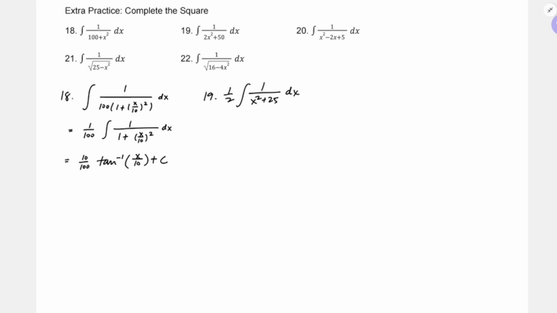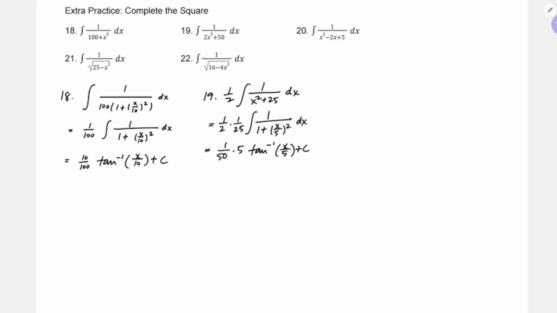I'm going to factor the 25 out of the denominator. And so I'd have a half that I already had, the 1/25 that I'm factoring to have 1 plus something squared, and that thing would be x squared over 25, which is the square of x over 5. And so then I'm thinking, okay, 1 over 2 times 1 over 25 is 1/50th.